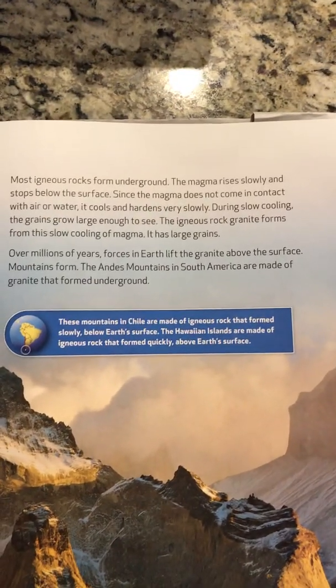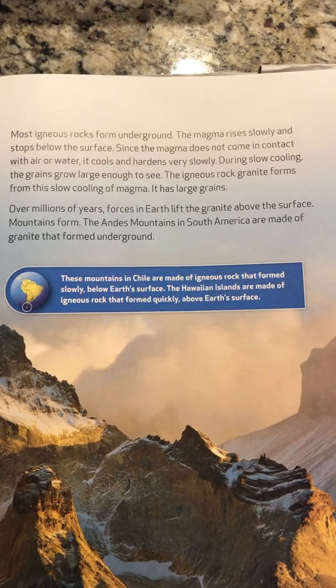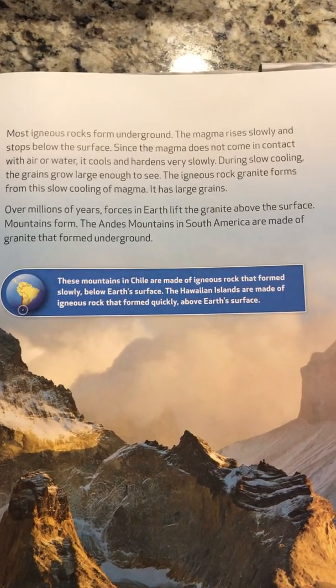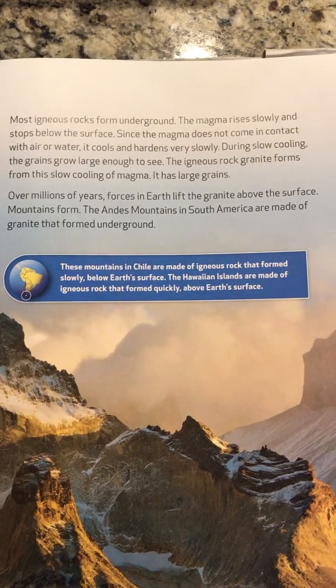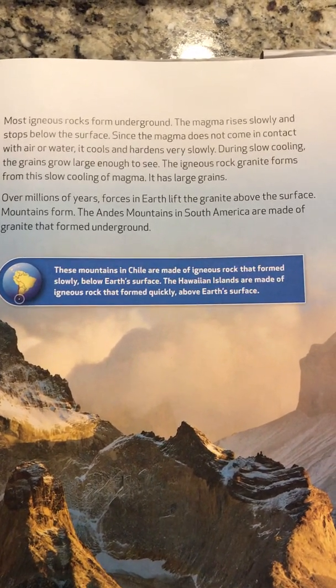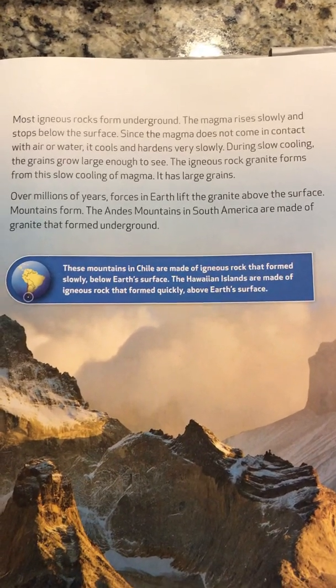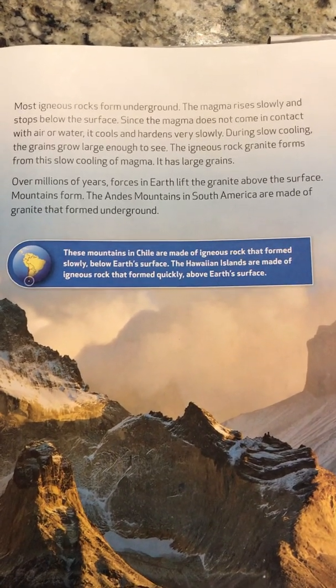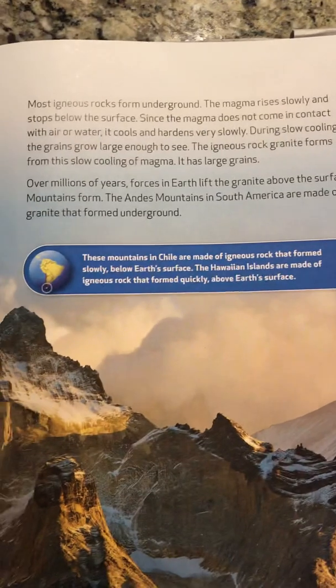Here, I'm going to read some more. Most igneous rocks form underground. The magma rises slowly and stops below the surface. Since magma does not come in contact with air or water, it cools and hardens very slowly. During slow cooling, the grains grow large enough to see. An igneous rock, granite, forms from the slow cooling of magma. It has large grains. Back to the granite, large grains. You can see it.